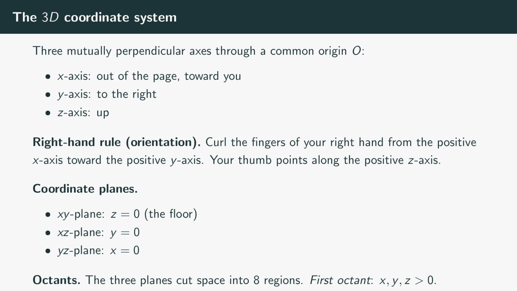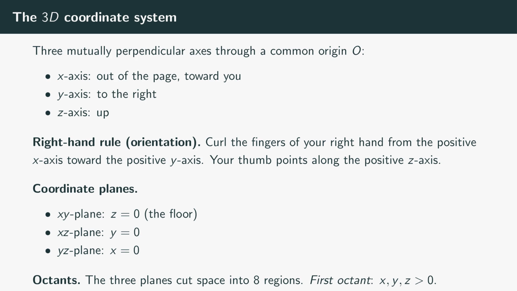Here's a subtle point that matters. There are two inequivalent ways to orient three axes in space. They are mirror images of each other. To pick one consistently, we use the right-hand rule. Take your right hand, curl your fingers from the positive x-axis toward the positive y-axis. Your thumb points along the positive z-axis. That's a right-handed coordinate system, and it's standard everywhere in math and physics.